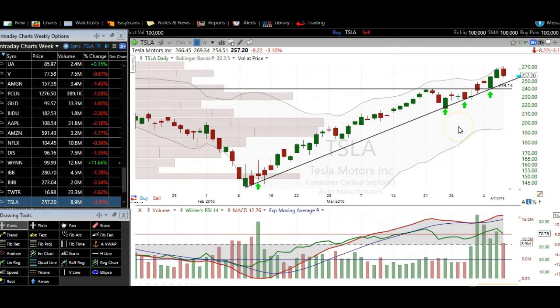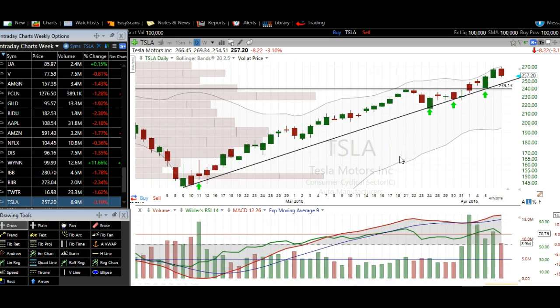Next, I'm going to cover Tesla. Tesla, we've got this really nice uptrend line since the early February lows. We've got several touches here in the beginning, a touch here, a few touches here, almost a touch there, touch here. So there's definitely a line that you want to be aware of moving forward.